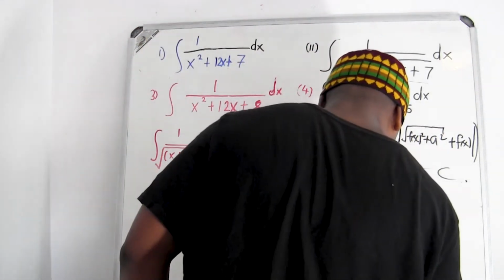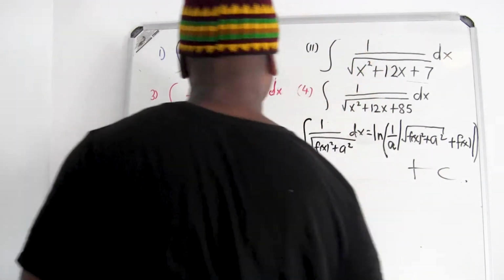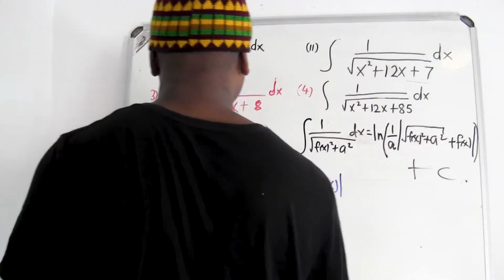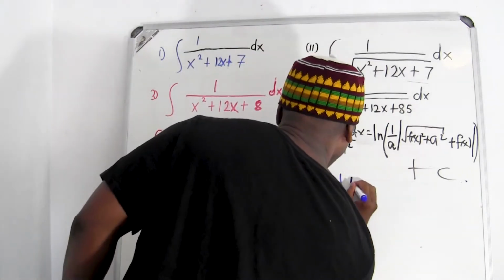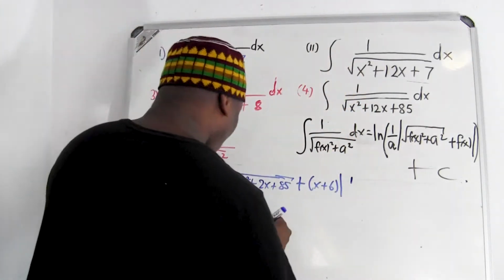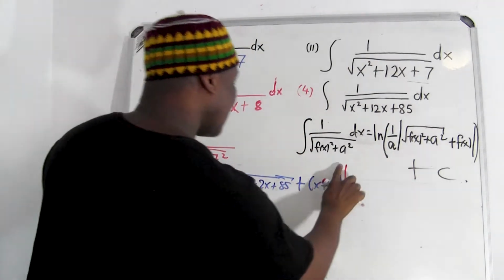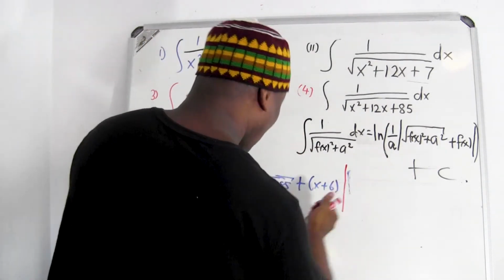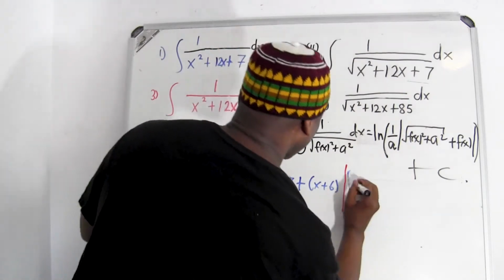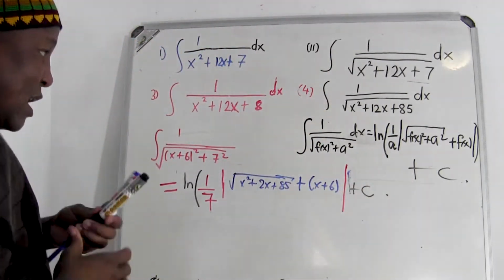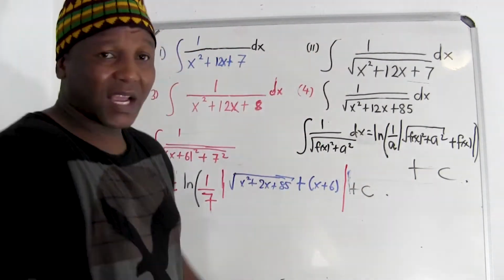And then you close the bracket, x plus 6. And then make sure you close the absolute again. You see what I'm saying? So let's close with the red. And then after that, you plus your constant, and that's the end. You finish already. So we're going to do the same thing with the same approach with the second question.